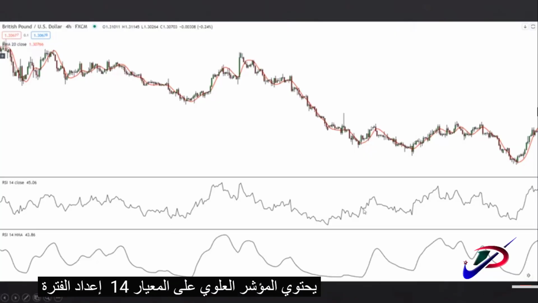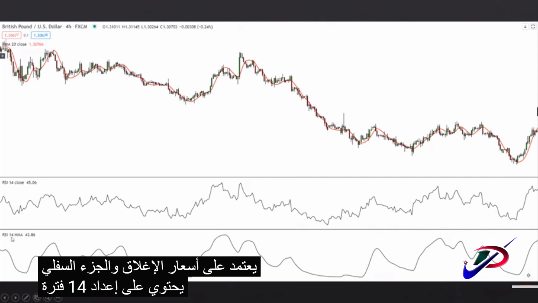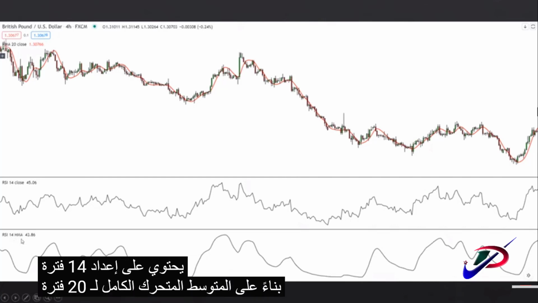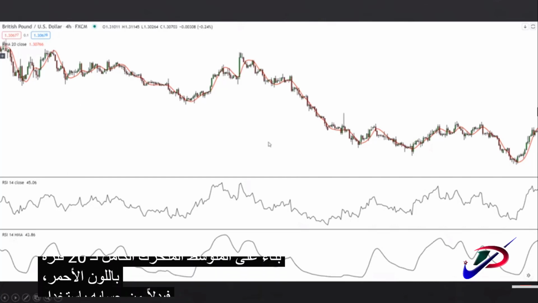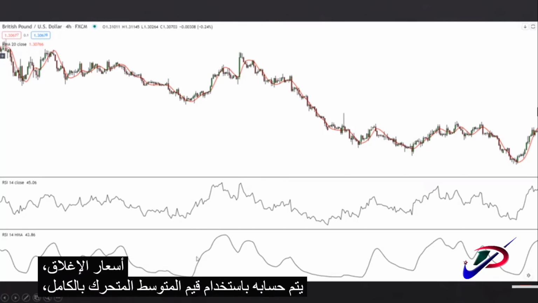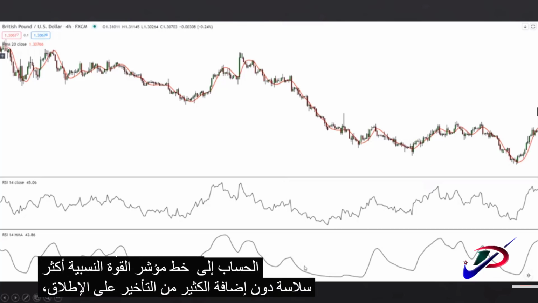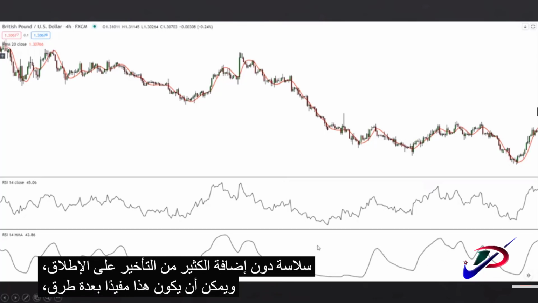The top one has the standard 14-period setting based on closing prices, and the bottom one has the 14-period setting based on the 20-period Hull moving average in red. So instead of being calculated using the closing prices, it's calculated using the Hull moving average values. Notice how changing the source of calculation makes the RSI line much smoother without adding much lag at all. This can be useful in a variety of ways.